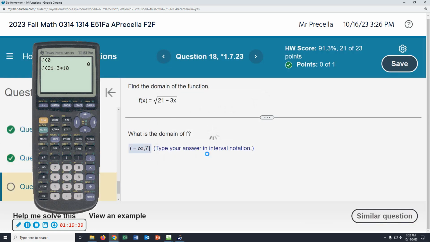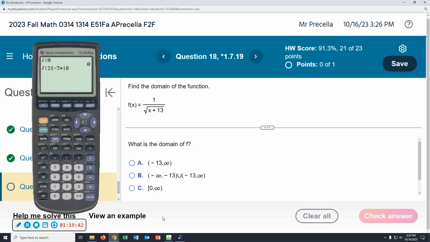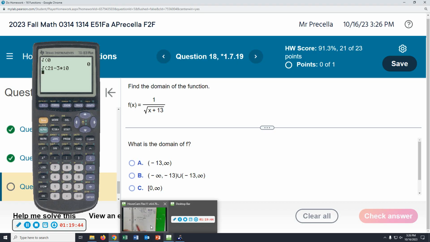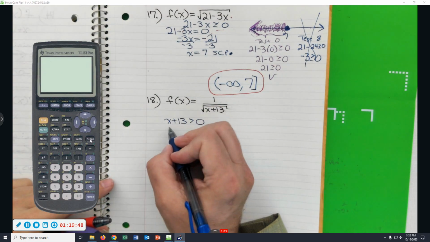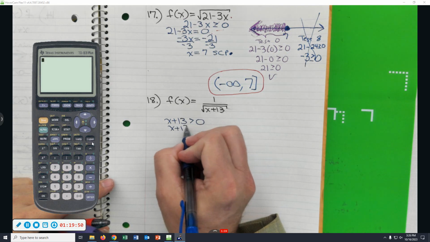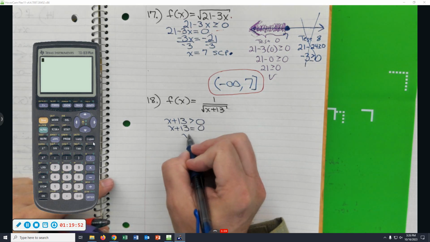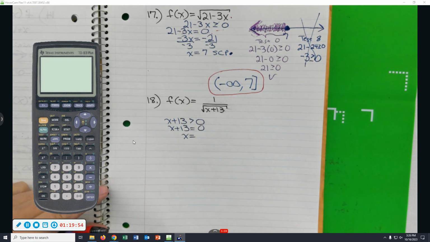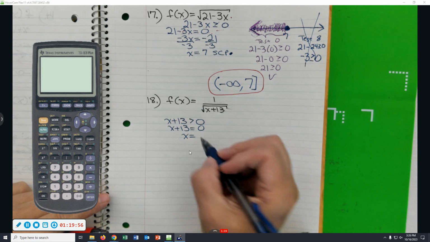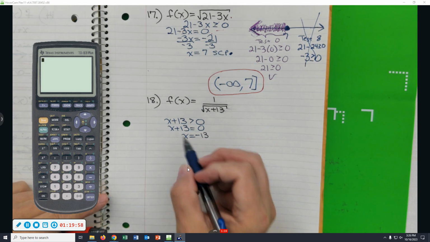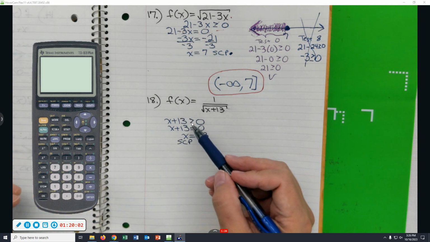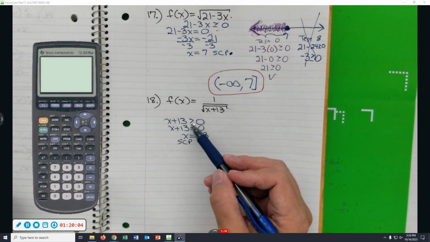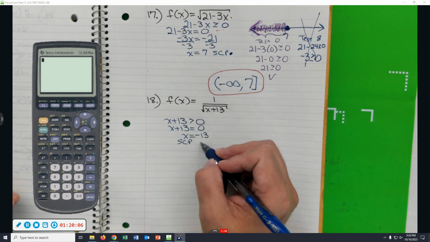Now do the one that has that fraction. It's going to be the same steps. So using the cut point method, we ask ourselves, when is x plus 13 equal to 0? We get when x is equal to negative 13. That's my solution cut point, but open or closed? Open, because there's no equality.